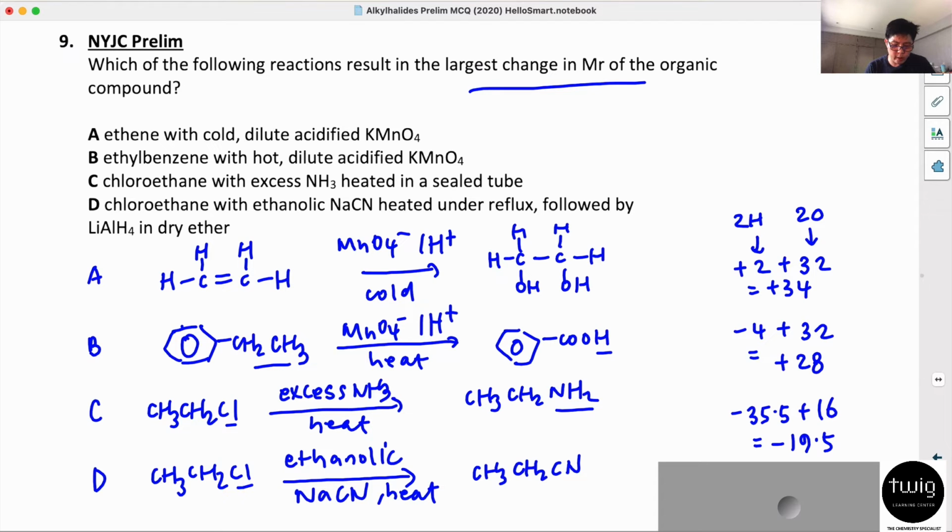For the last one, you took away the Cl by nucleophilic substitution, replaced with the nucleophile CN, right? So I'm going to take away 35.5 and add carbon, which is 12, plus nitrogen, which is 14, is 26. So you get a minus 28. So you can see that the biggest change is actually over here. So plus 34, that's the largest change. So the answer has to be A.